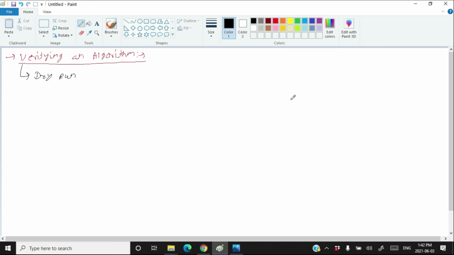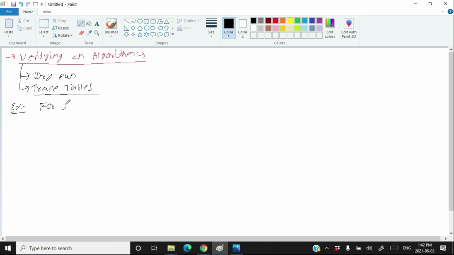The other one is called a trace table. Trace tables are also used to verify an algorithm. What you do in the trace table is, suppose that you have an algorithm. This is the example algorithm I have. I am using it to explain the trace table.